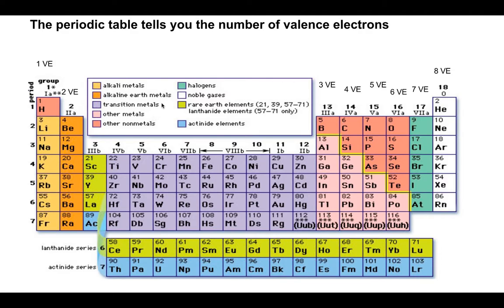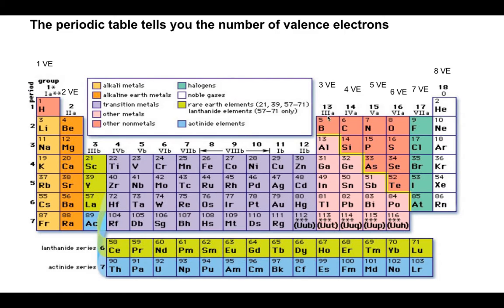The periodic table can help you figure out how many valence electrons different elements have. On my periodic table, I wrote 1VE above this group to show that this group has 1 valence electron. I recommend you pause your video now, take out your periodic table, and label your periodic table like I've labeled it. 1 valence electron in group 1, 2 valence electrons in group 2. We're going to skip this big section here for now.